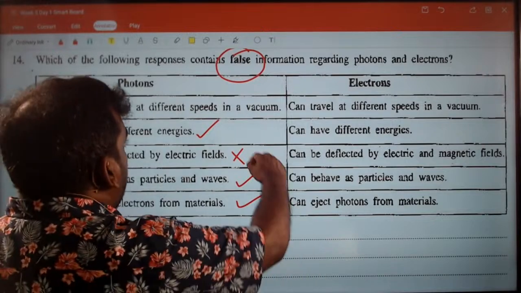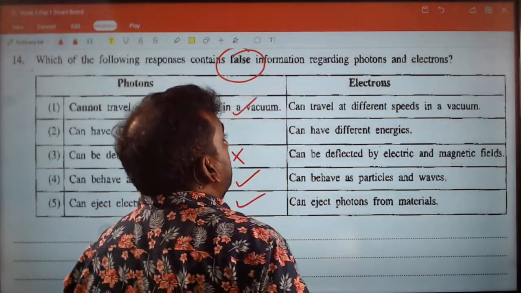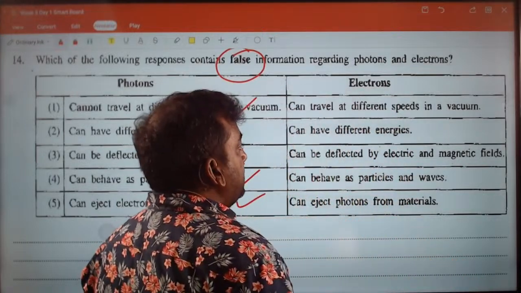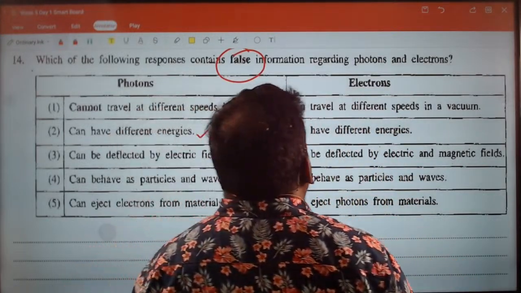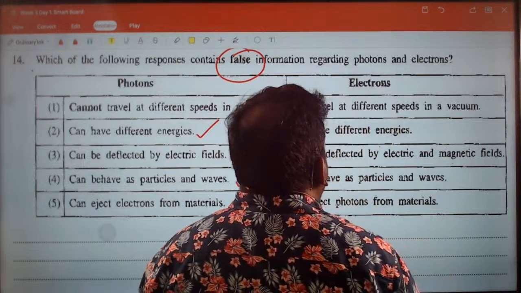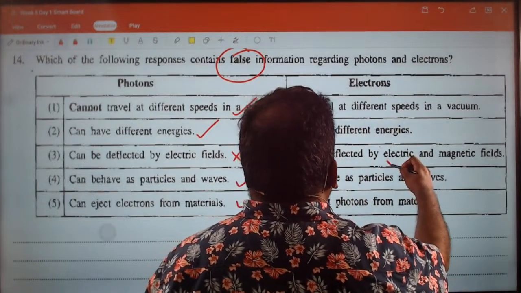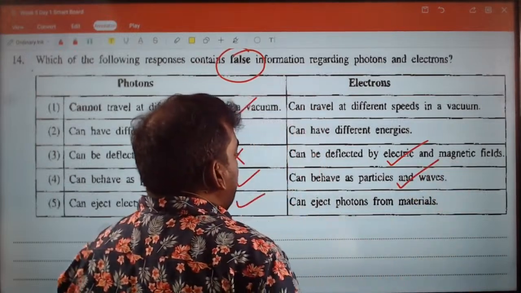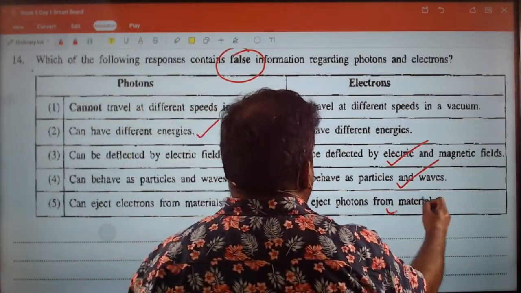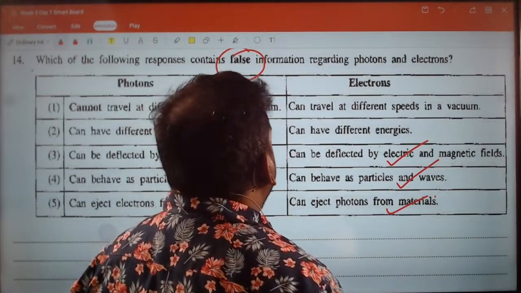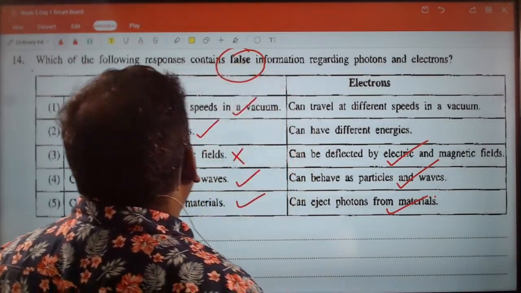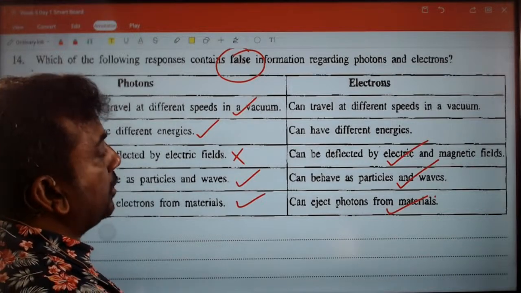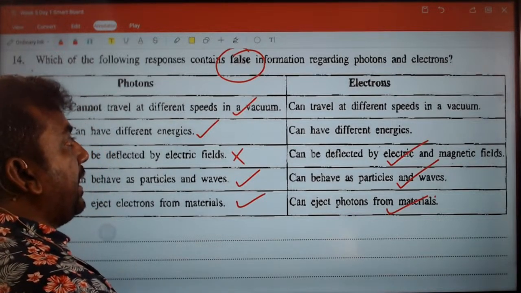These are also correct. Electrons can travel at different speeds in a vacuum. Right. Can have different energies. Can be deflected by electric and magnetic fields. Correct. Can behave as particles and waves. Correct. Can eject photons from materials. Yes, X-ray formation. Right. Can travel at different speeds in a vacuum.